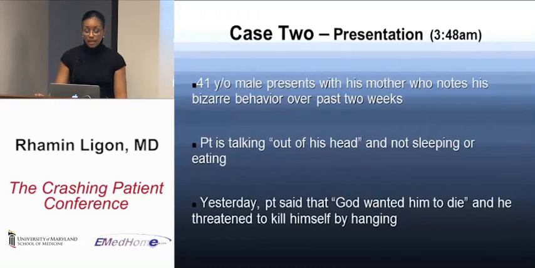And yesterday he said that God wanted him to die, in quotes, and that he threatened to kill himself by hanging. This patient had no prior history of psychiatric illness.